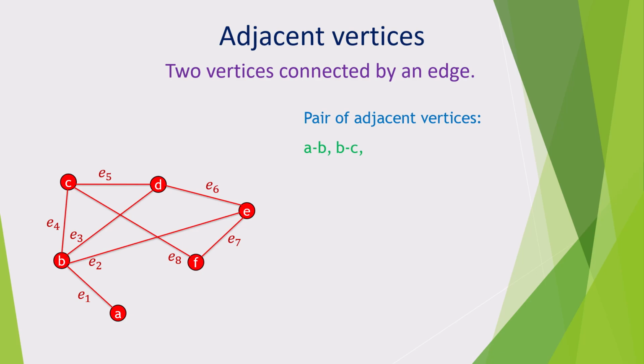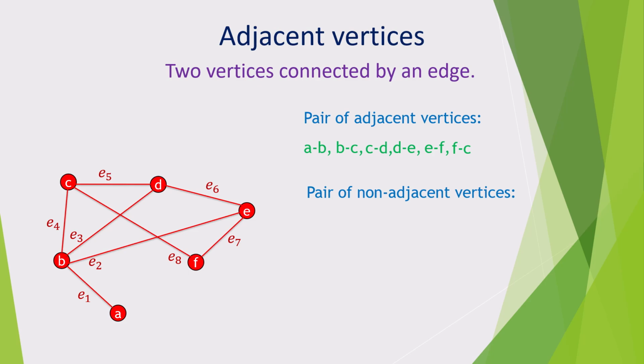Similarly, there is an edge between B and C, so B and C are also adjacent vertices. C and D, there is an edge between C and D which is E5, so C and D are also adjacent vertices. D and E are adjacent vertices because there is an edge between D and E. E, F are also adjacent as there is an edge between E and F. Similarly, F and C.